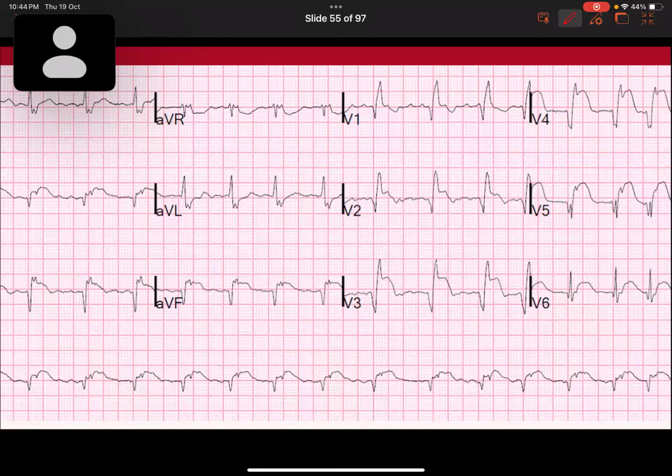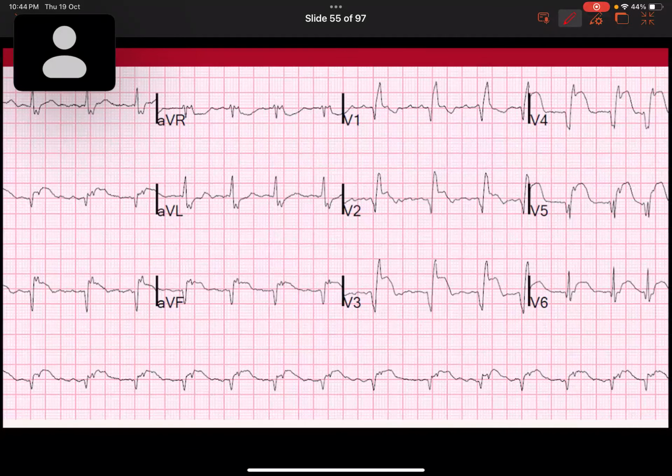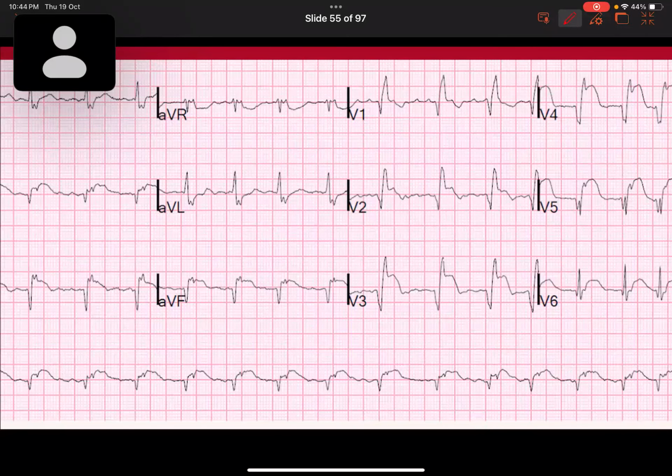Okay, next one. So lead 1 does not have ST elevation. It's a bit cut off. This is lead 1, this is lead 2, and this is lead 3, and this is the rhythm strip. Okay, so lead 1 does not have ST elevation. Lead 2 has ST elevation. Lead 3 has ST elevation.